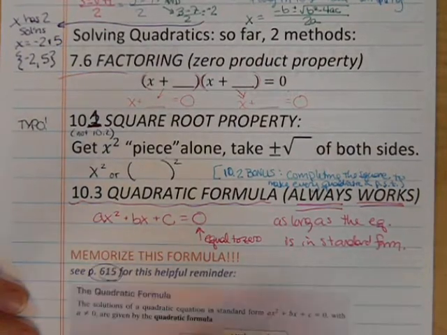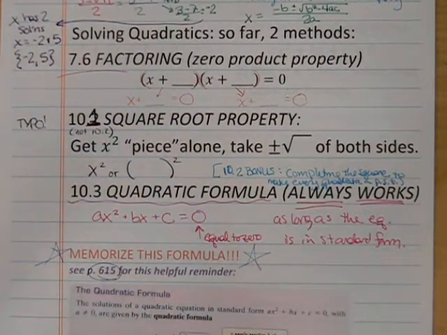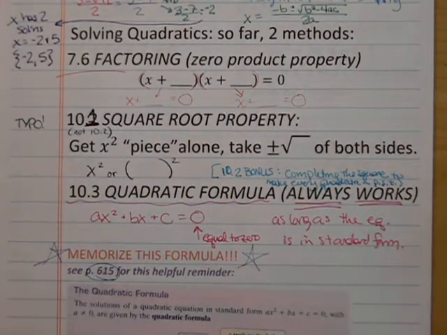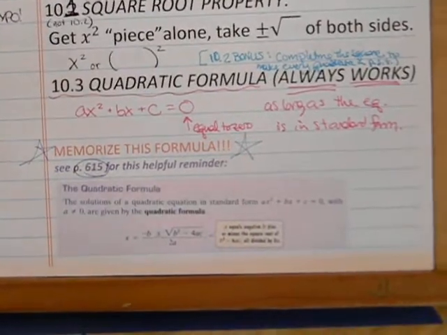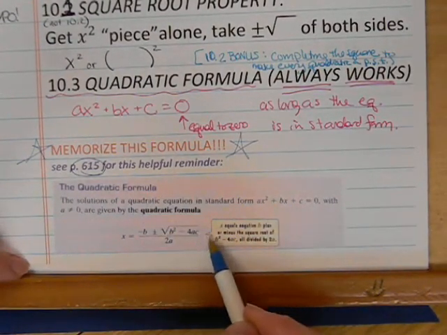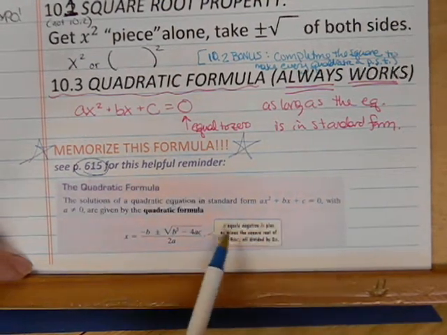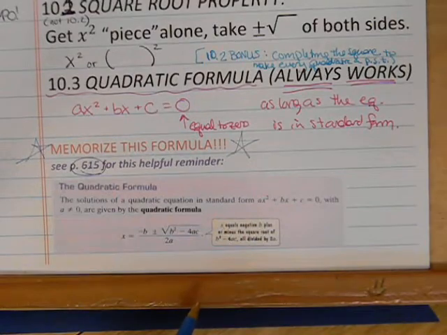And here it is in the book, page 615. You'll want to memorize this formula. We've talked about how you can best do that for yourself. There it is on page 615. It's negative b plus or minus the square root of b squared minus 4ac, the whole thing over 2a. And they wrote it out in words too for you.